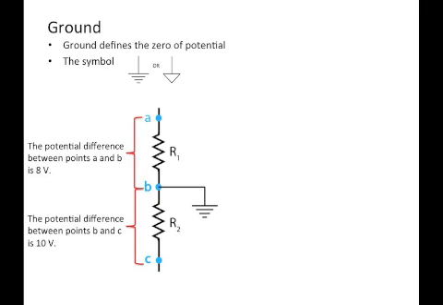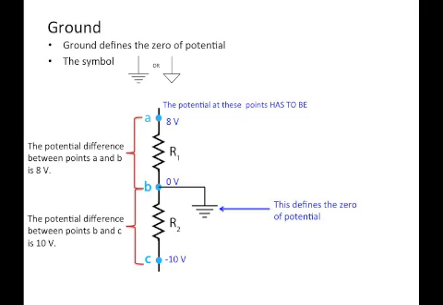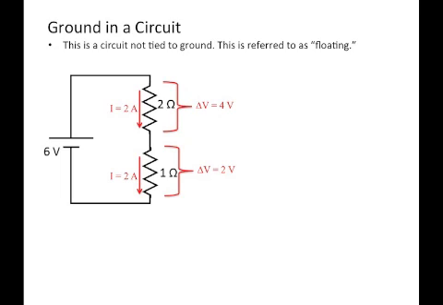Now we connect ground to point B. Right now we've defined this point to be zero. Point B has zero potential. Point A has to be 8 volts higher, so it's going to be plus 8. We know C has to be 10 volts lower than B, so it's going to be at minus 10 volts. So this has to be the potential. These are the potential differences, and this has to be the potential given that we've connected this point to ground. Okay, so there's ground. Let's look at ground in a circuit.